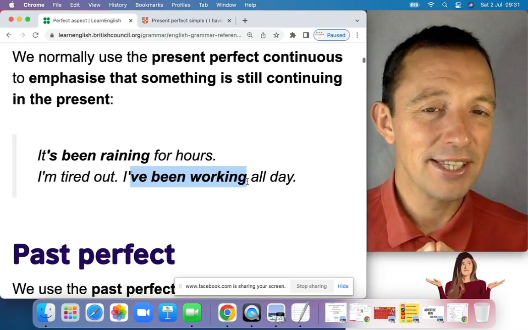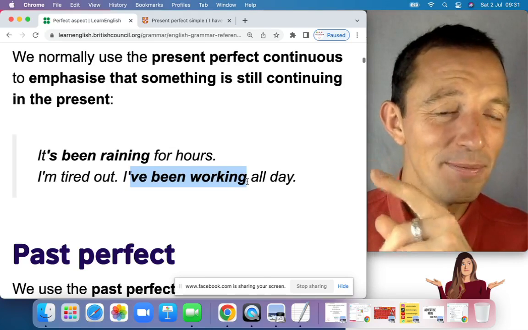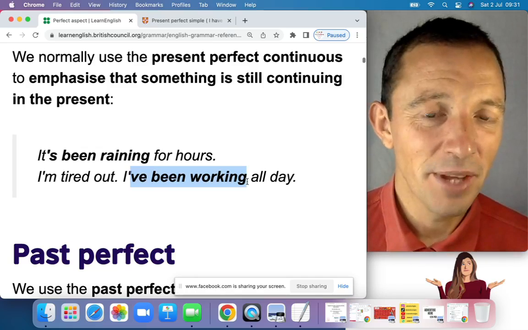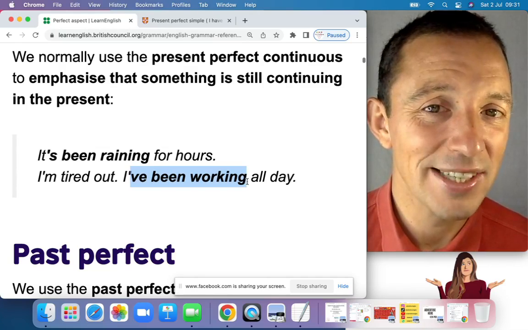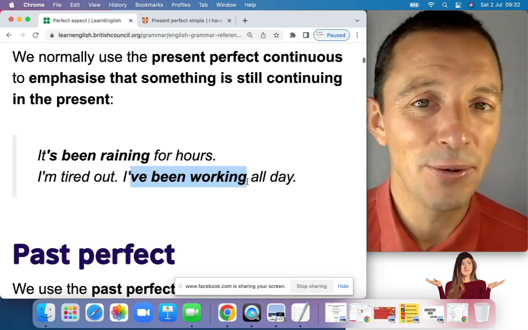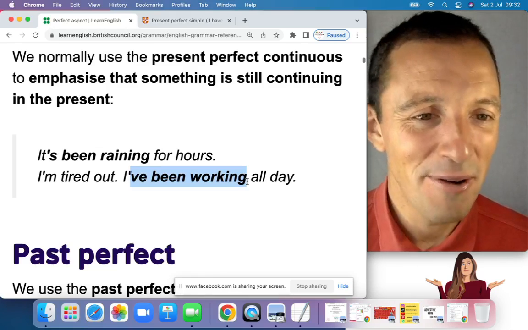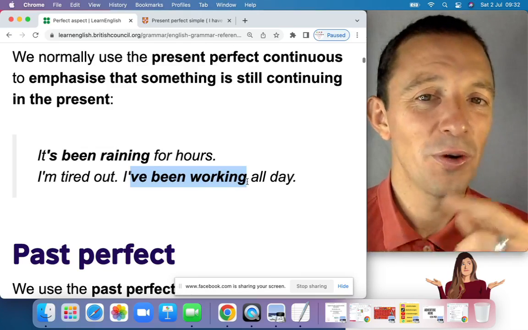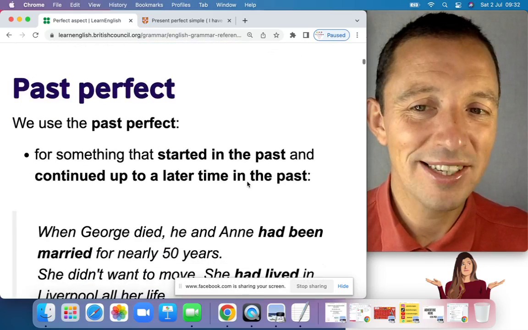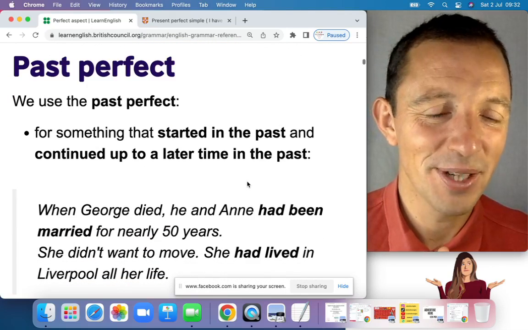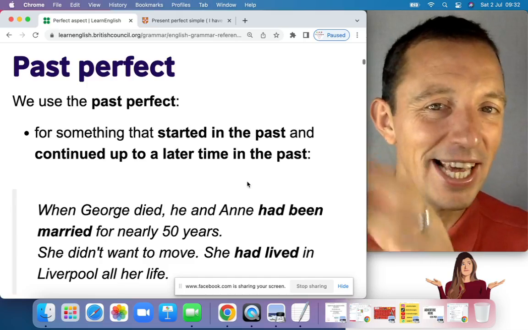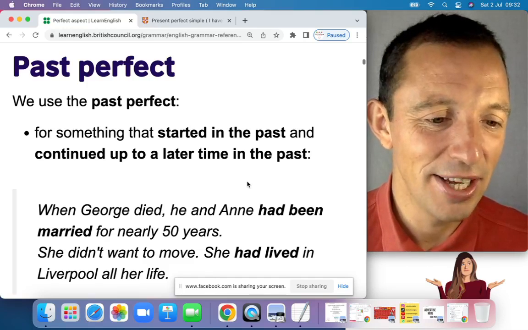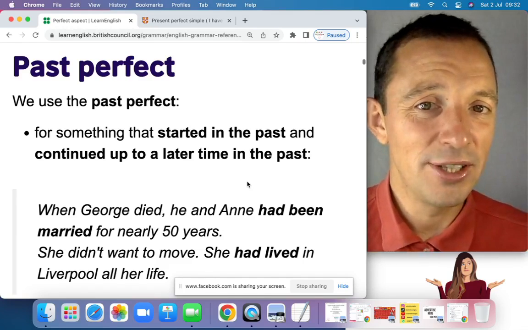Very, very interesting, very important, very grammatical, and very good discussion and explanation about the present perfect. Now we move to the past perfect, and we discuss when we use the past perfect in this particular section. Now it's the opportunity to check the questions.